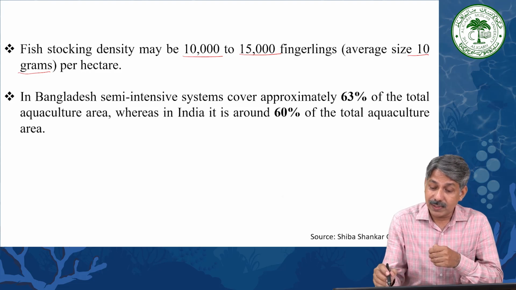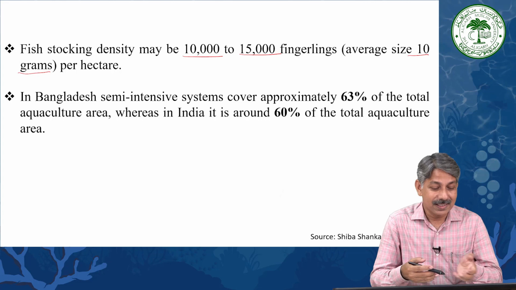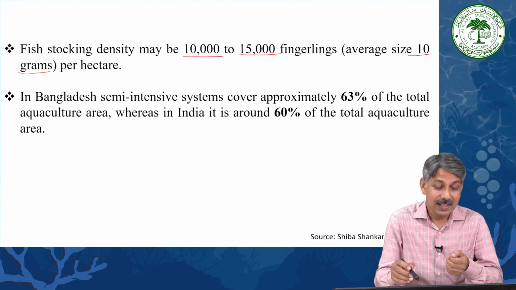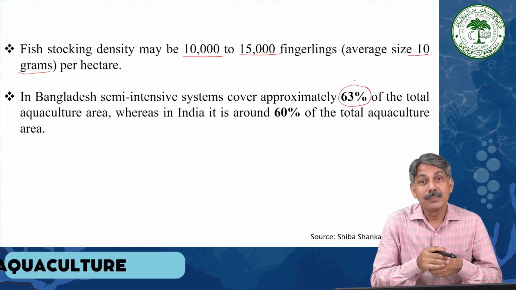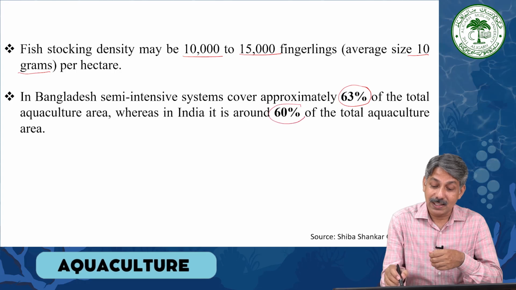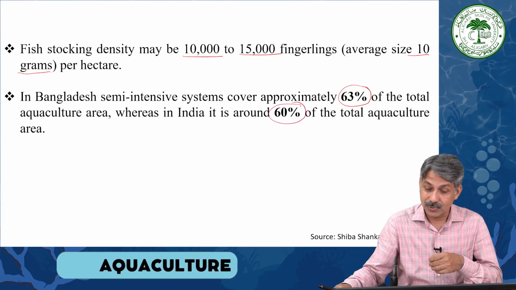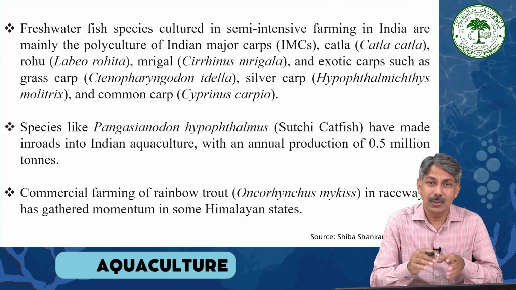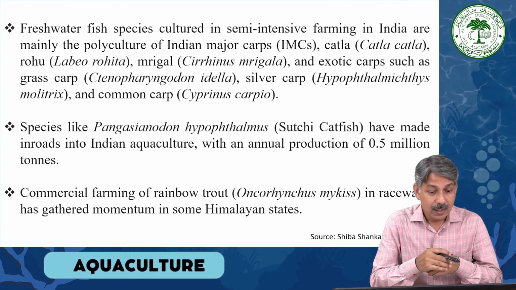Again, one very important thing is that in countries like India and here Bangladesh, as the example is also written, out of the total aquaculture area, 63% is for semi-intensive aquaculture. And in India, semi-intensive occupies 60% of the total aquaculture area. So that is quite popular, because of many factors that we have discussed.